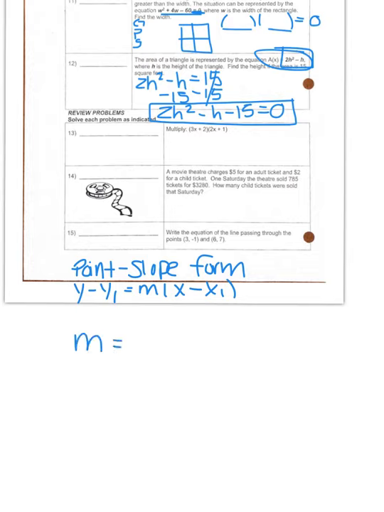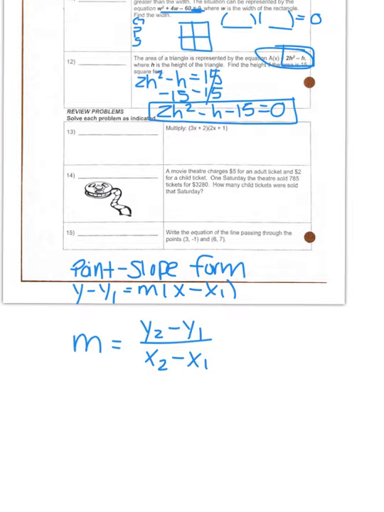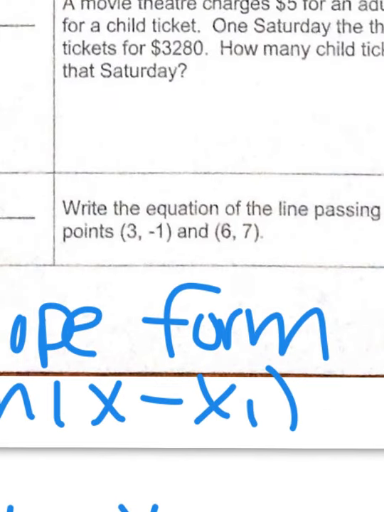Point, slope, form, right? Which was y minus y1 equals your slope times x minus x1. Remember, your slope is y2 minus y1 over x2 minus x1. Okay, so if we're looking at our 2 points right here, it doesn't matter which is the first and the last. This could be x1, y1. This could be x2, y2.